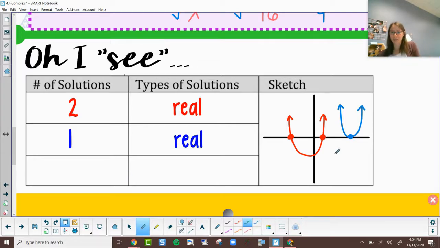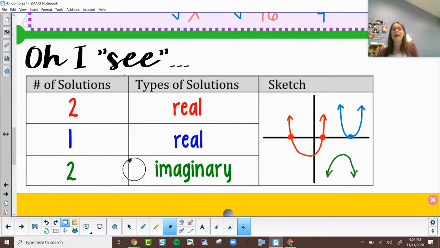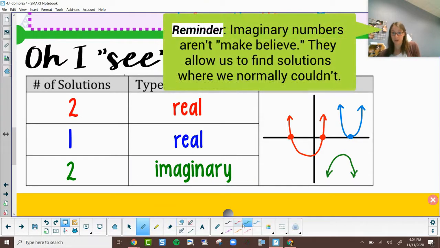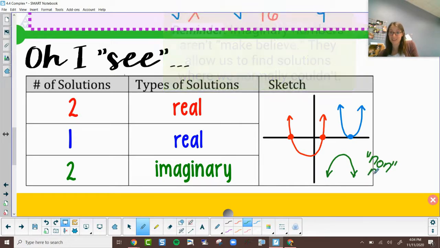And the last one that we saw usually did something like this, where it never crossed the x-axis at all. It's almost like we couldn't see where it crossed the x-axis. So that means two imaginary solutions. We used to say that they were non-real, and I think now you know why. Because we literally could not see the solutions, because they're imaginary.